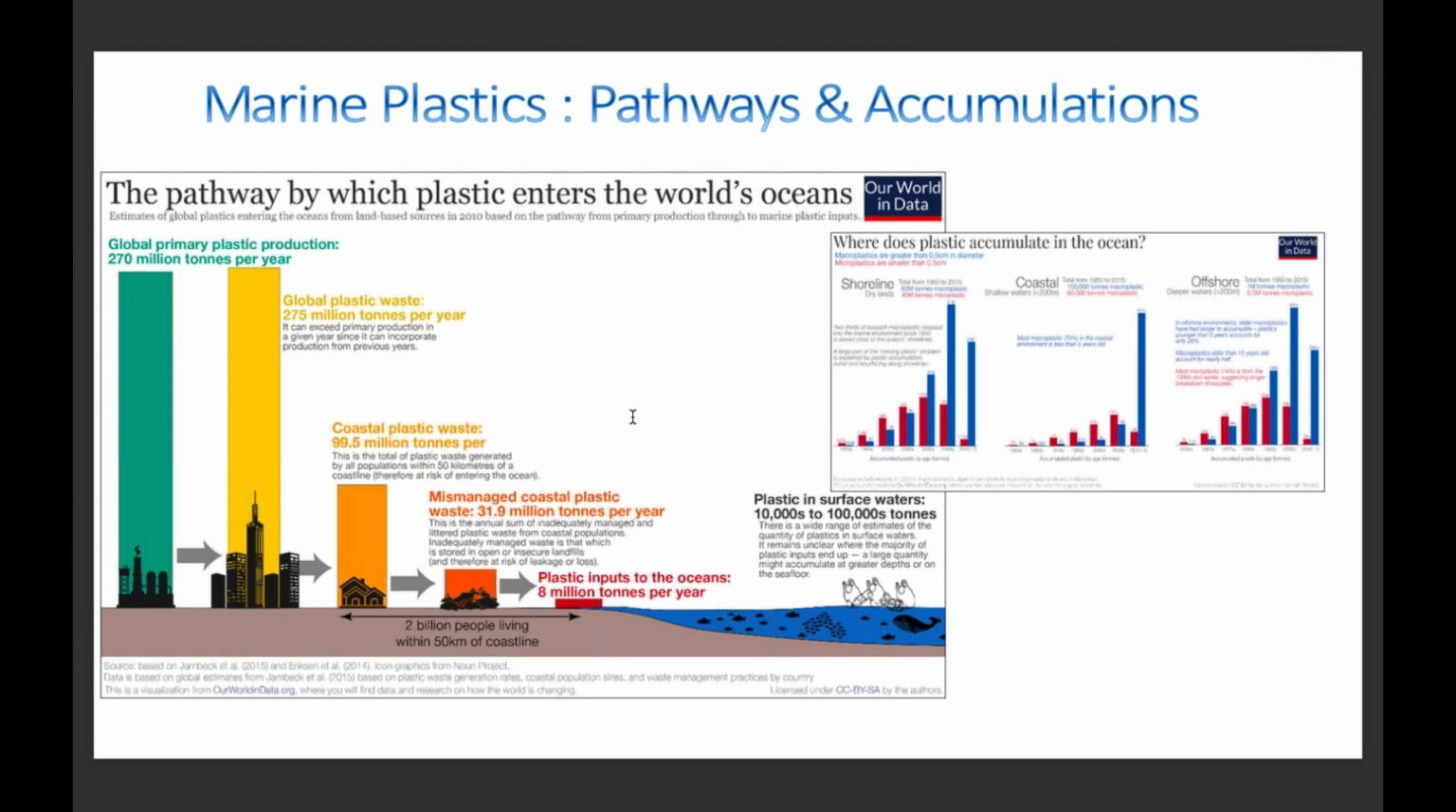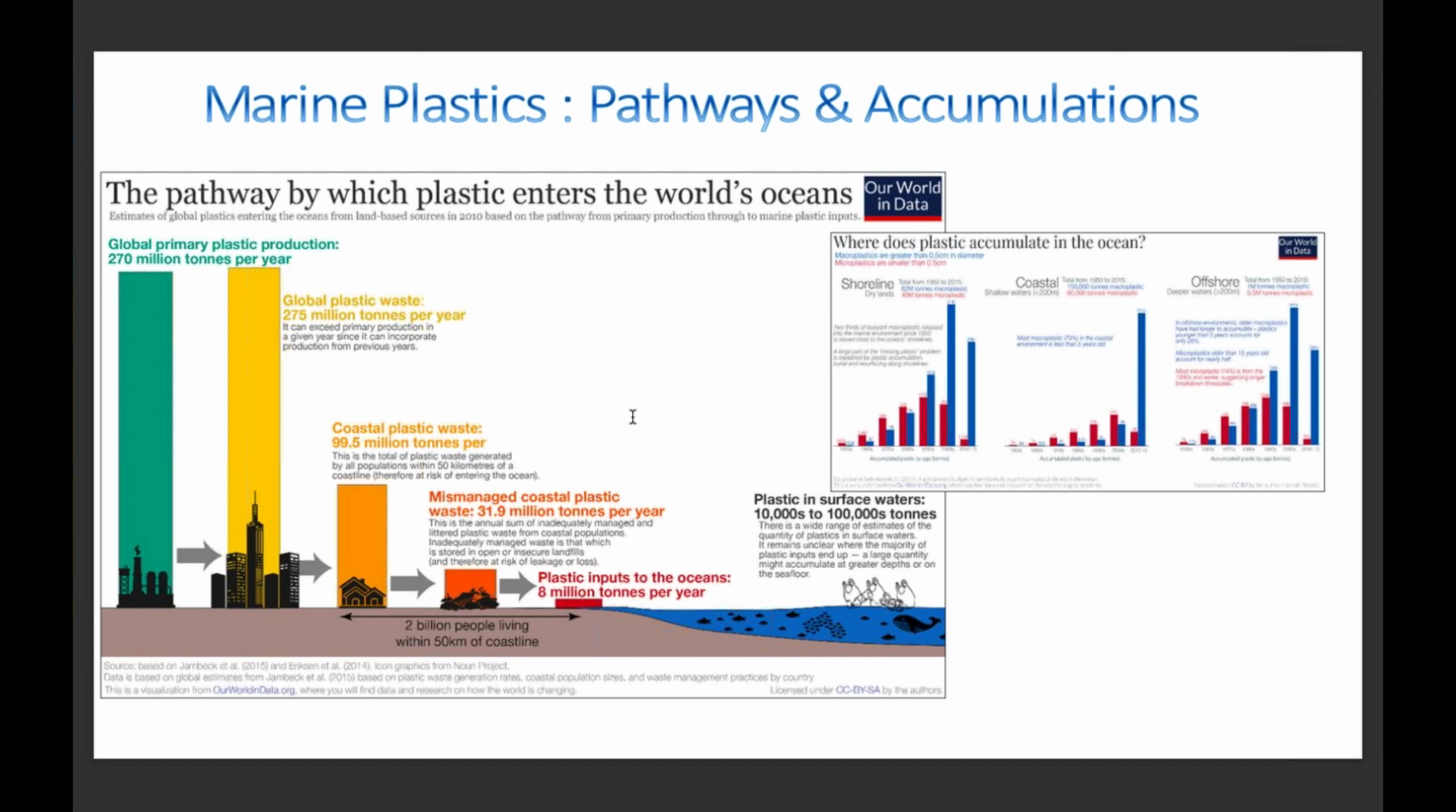But what is important is the coastal region, and how much coastal plastic waste is created. That is very important. If you look at it, 99.5 million tons per year of plastic waste is generated in the coastal area. When I talk about the coastal region, I mean 50 kilometers from the coastline, and we all know that 2 billion people are living along this coastline. So that's a huge number, and it is going to have a much bigger impact on the coastal population.